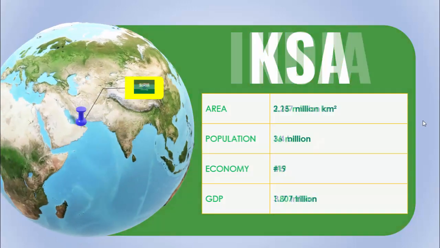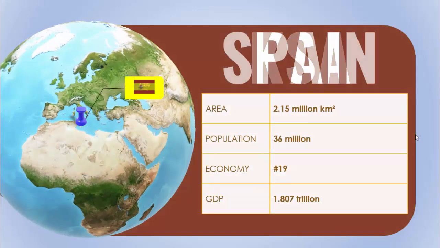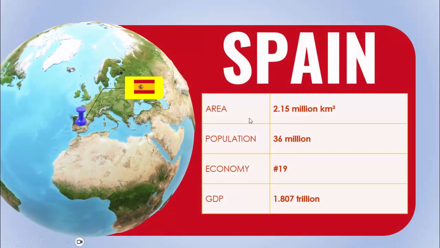And when I click, it moves to the next country, which is Saudi Arabia. Then I've given the information about Saudi Arabia. Then one more country I've added, which is Spain. Again, this is the information related to Spain. So you can just move, and then you can give the information of your own countries or whichever country you would like to give.